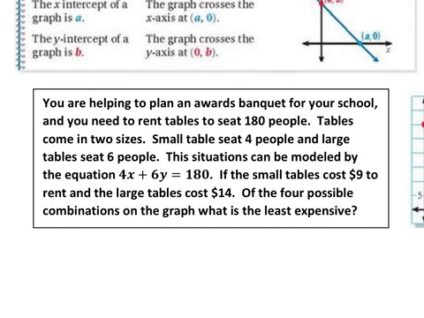It says, you are helping to plan an awards banquet for your school, and you need to rent tables to seat 180 people. Tables come in 2 sizes. Small table seat 4 people, and a large table seats 6 people. This situation can be modeled by the equation 4x plus 6y equals 180. If small tables cost $9 to rent and large tables cost $14, of the 4 possible combinations on the graph, what is the least expensive?